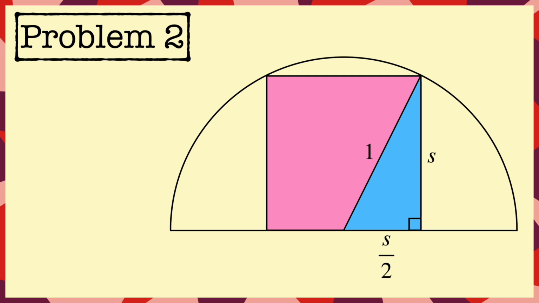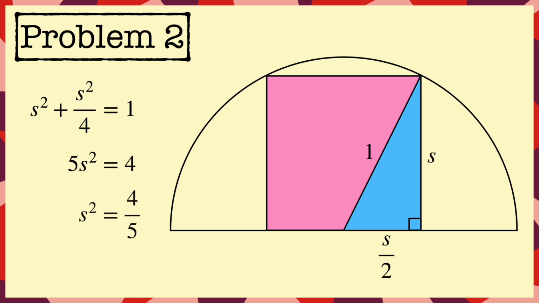And again, using Pythagoras, we get that s squared plus s squared over 4 equals 1. Then multiplying by 4, we have 5s squared equals 4, so our square has area 4 over 5. And if you got that, good job.